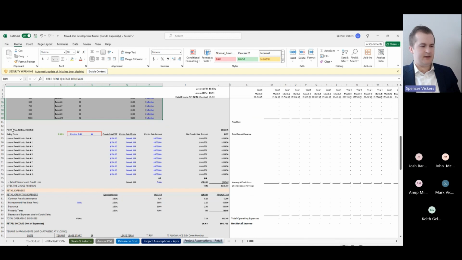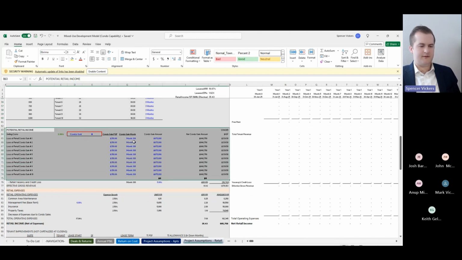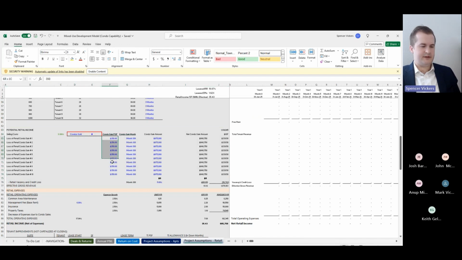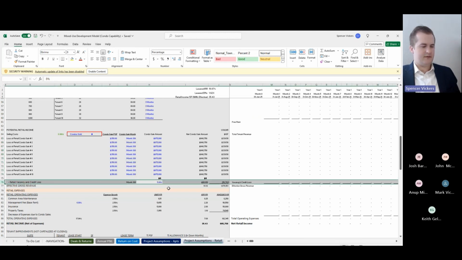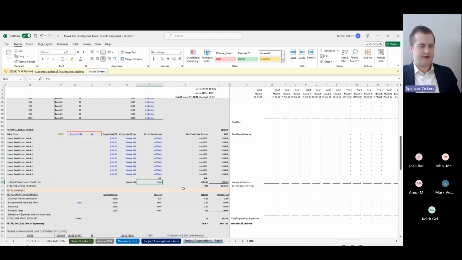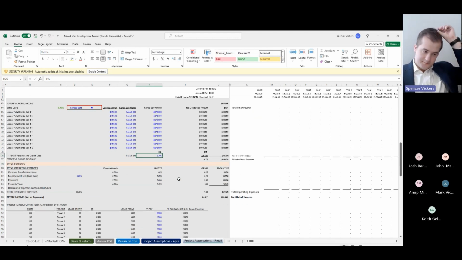Again, this is the condo sale module for the retail. Really simple, just condo sale per square foot, and then that actual sale amount, and when those sales occur. These are currently set to month 300 because it's pushed out beyond the analysis period. You would just bring these into the month that you would want to assume the sales. Retail vacancy and credit loss currently set to 5%. I'd probably actually set this to 8% to include some of that credit loss.